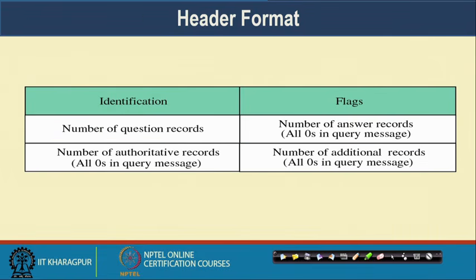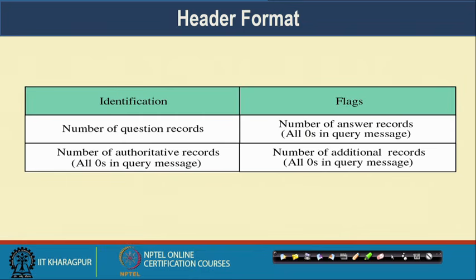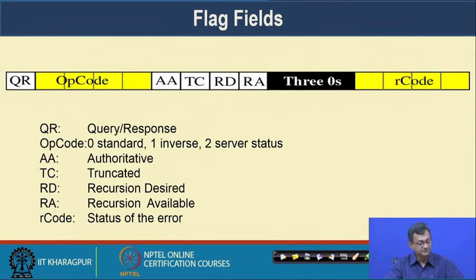In the header format, there are two things, identification and flags, along with the number of question records sent, and the number of answer records, which is all zeros because there is no answer record in the query. The number of authority records is again all zeros in the query message, and the number of additional records is also all zeros in the query message.